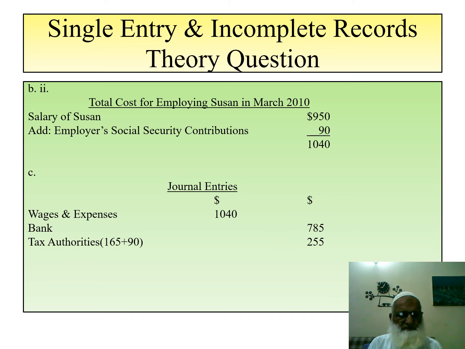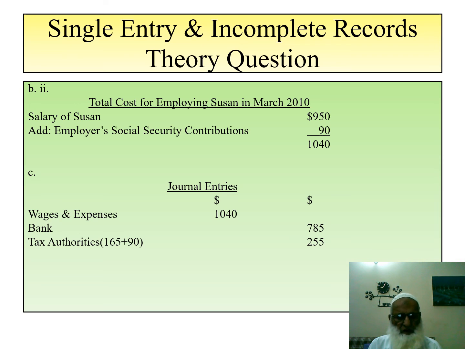Total salary of Suzanne was $950, and the employer's contribution by Zhang, the owner, the employer, is $90. So the total amount is 1,040. The total cost of employing Suzanne was 1,040.